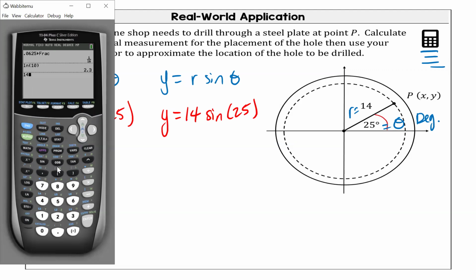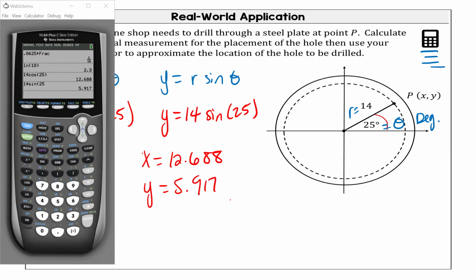So we have 14 cosine of 25. Boom. And we have 14 sine of 25. Bam. How'd we do? So we know that x equals 12.688, and y equals 5.917. And those were the coordinates that would satisfy where they should drill. And we're done. Okay? We did approximate. We wrote 14 cosine 25.